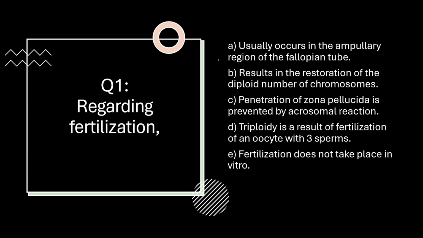There are 5 statements, all true and false. We'll be looking at this in a very detailed manner. So the first statement says that usually fertilization takes place in the ampullary region of the fallopian tube.